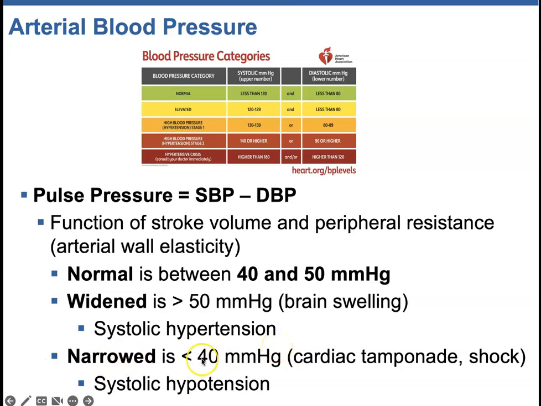A narrowed pulse pressure would be when you have less than 40 millimeters of mercury difference between the two. And this is indicative of, for example, cardiac tamponade, which makes it much harder for the heart to contract, something is squishing it, or now a person is starting to go into some kind of shock, right? So now the difference is becoming much, much narrower.